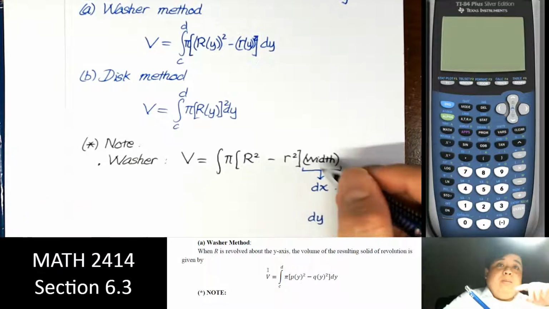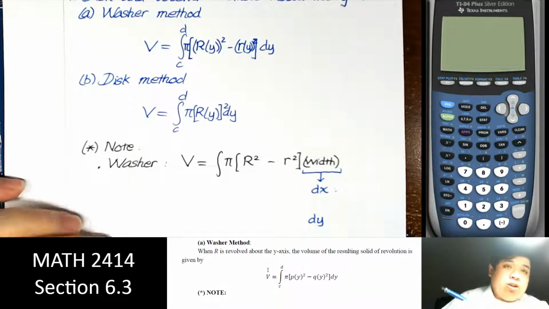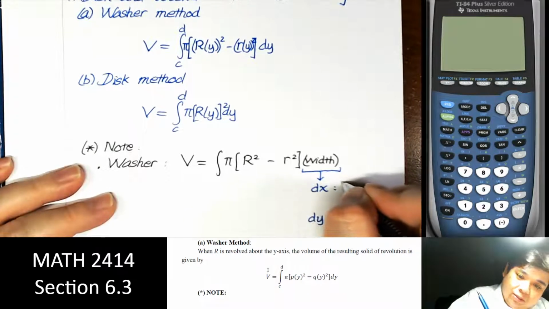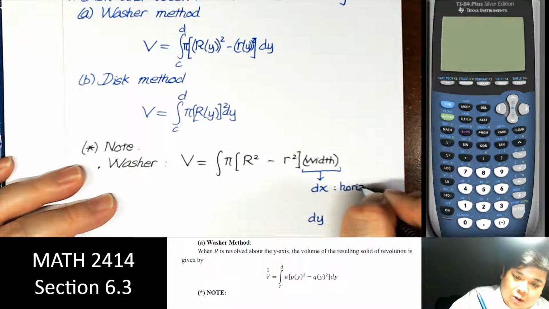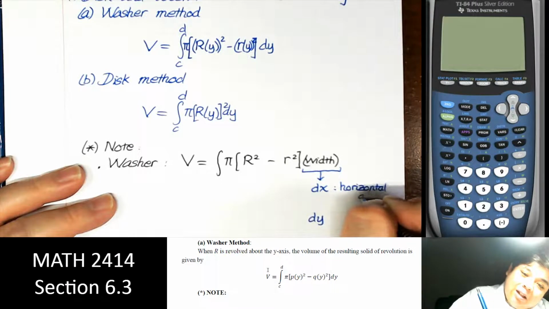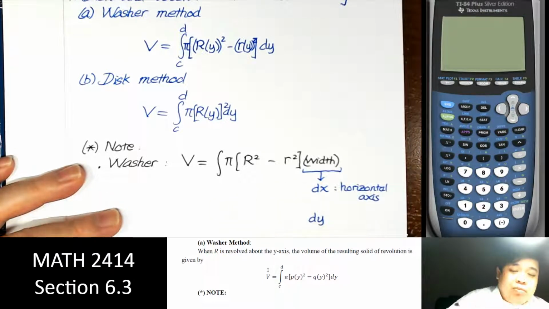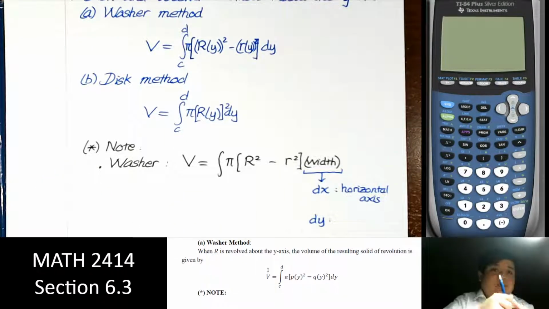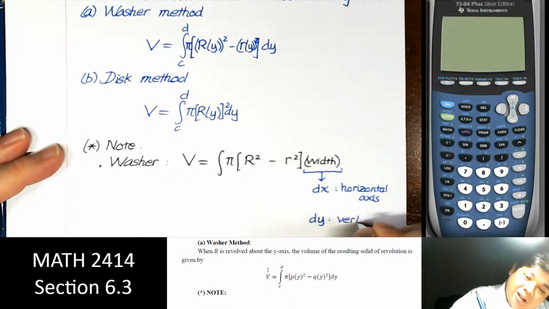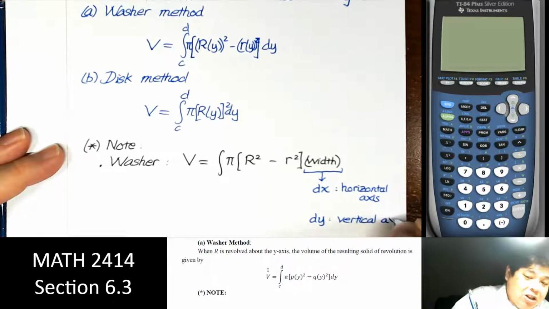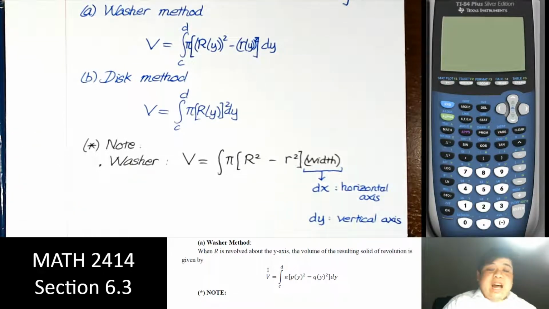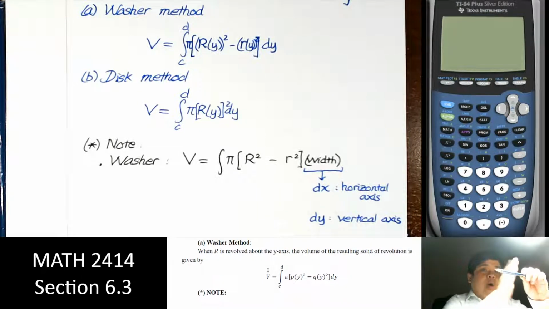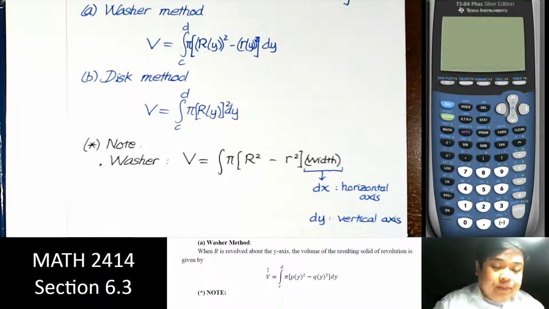dx is where we rotate about the x-axis or anything horizontal. Horizontal axis, like the x-axis. dy is where we rotate around the y-axis, which is the vertical axis. Because later on it may not be the x-axis or the y-axis anymore. It is something horizontal or vertical. Anything horizontal, when we chop it up, it's going to be dx. Anything vertical, when we chop it up, it's going to be dy. Right.